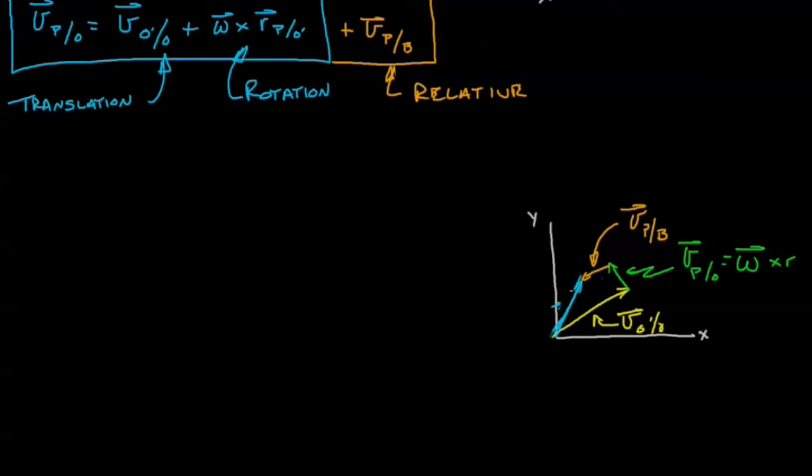That will change our total amount, our total velocity. So now our sum of all of these is going to equal this teal vector right here, the velocity of point P with respect to O. So today we've been able to take a bigger view at the relationship between a rotating frame and the fixed frame.